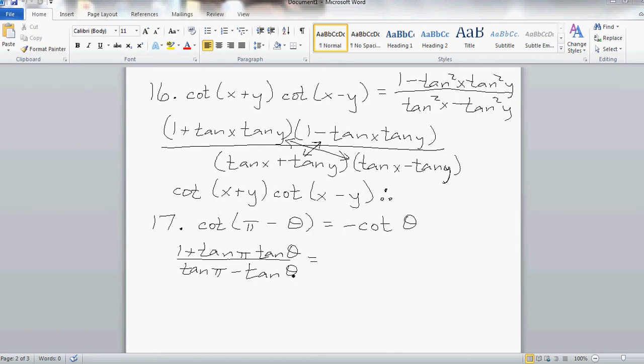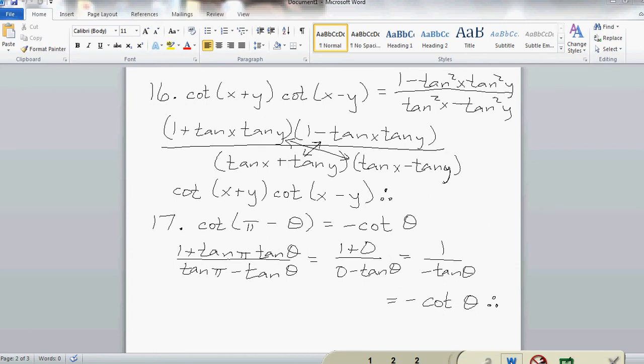Let's see what we get here. The tangent of pi is equal to 0. So this becomes 1 plus 0. Since tangent of pi is still 0, it's 0 minus the tangent of theta. This becomes 1 over negative tangent of theta, which equals the negative cotangent of theta, which is exactly what we wanted it to equal, and therefore we have proven what we needed to prove.